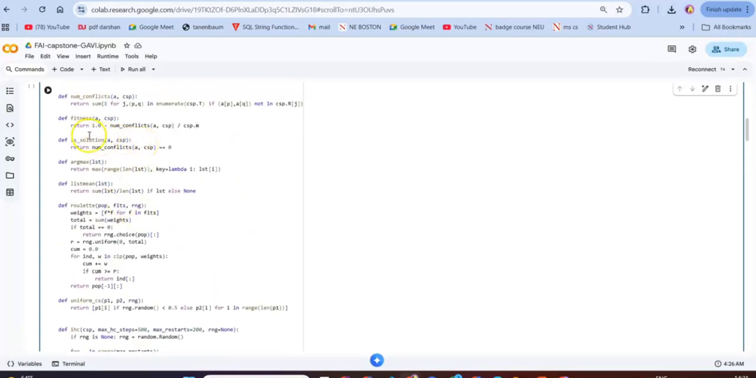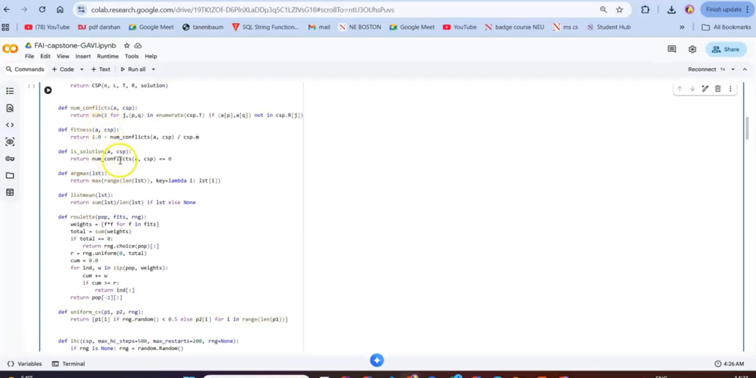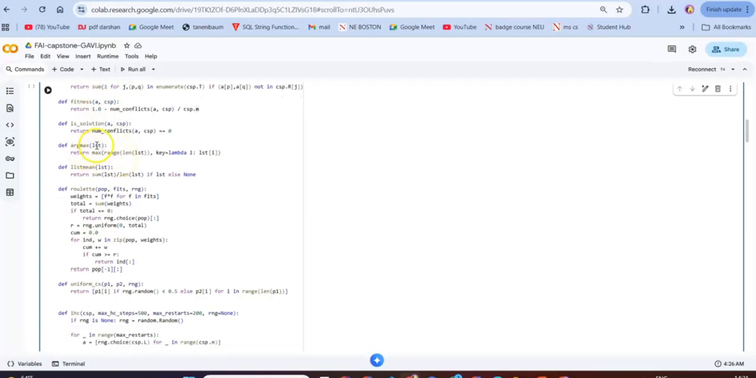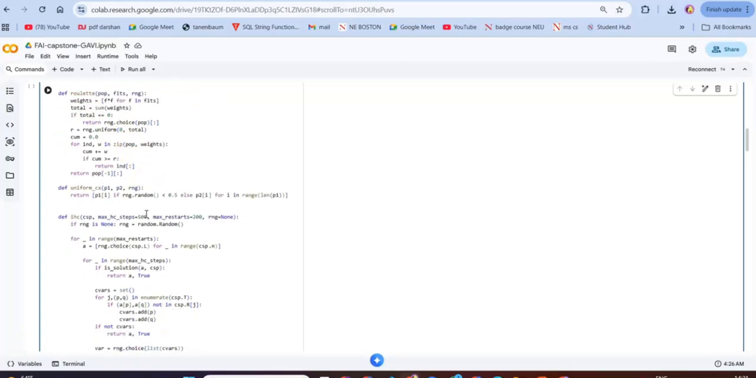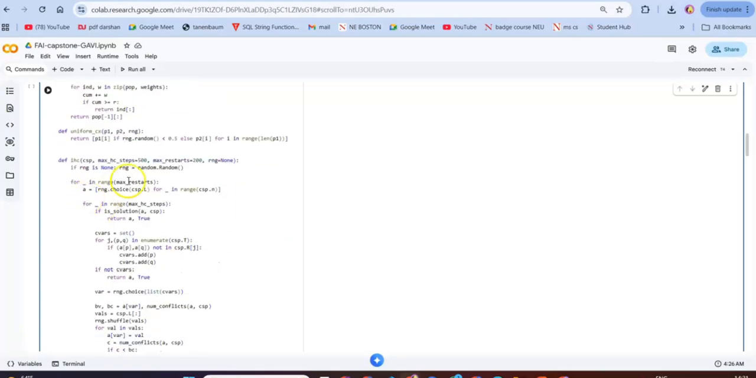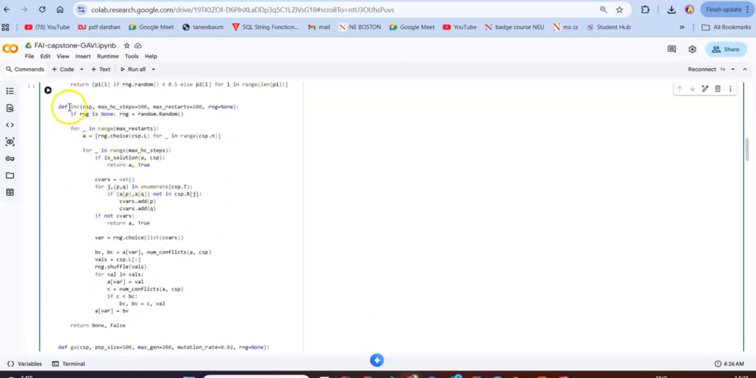These are some different functions that I've defined. Fitness, is-solution, argmax, least-mean, the roulette selection that is based on probability. Here comes the IHC, that is the iterated hill climbing algorithm. These all are the shared utilities. Now, here is the IHC baseline, that is iterated hill climbing. It uses the min-conflicts heuristic.